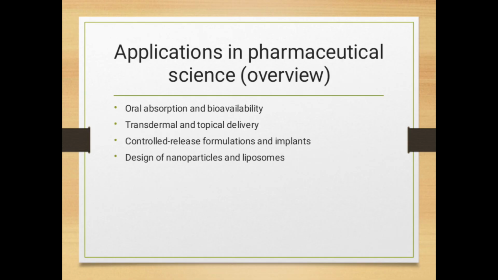Moving to next one, applications of diffusion in pharmaceutical science. The first point is oral absorption and bioavailability. So students, drug absorption through membrane and tissue are often controlled by diffusion, right? Then the second one is transdermal and topical delivery, that is transdermal patches rely on diffusion through skin for sustained delivery. Then the next is controlled release formulation and implants, that is the controlled release tablets and implants often use diffusion from polymer matrices. And the last one is design of nanoparticles and liposomes.